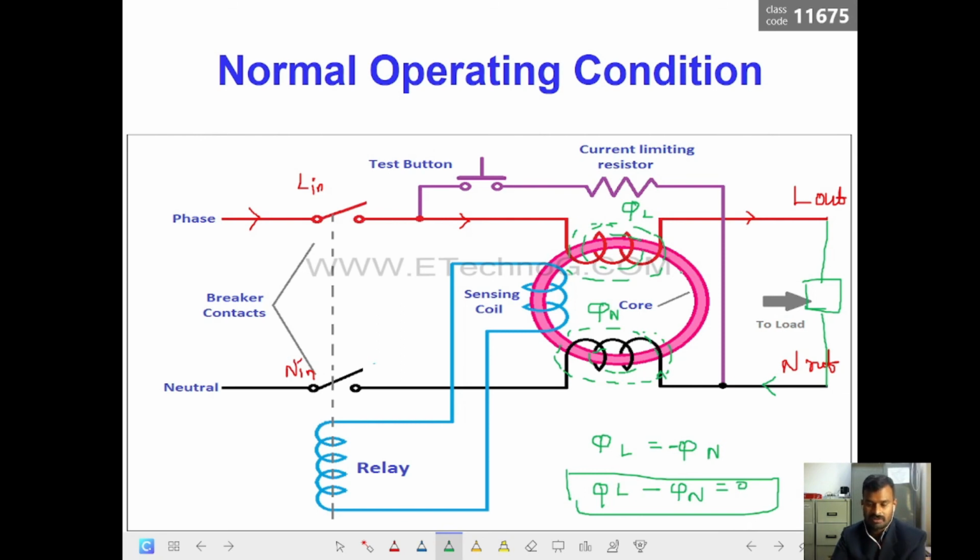In the normal condition, the flux produced in the coil placed in the line and the neutral is equal and opposite, so they nullify each other. So the sensing coil does not have any flux or current flow, so the relay is going to be in off condition, and the line and the neutral are going to be in closed condition. The current flow takes place in a regular way.